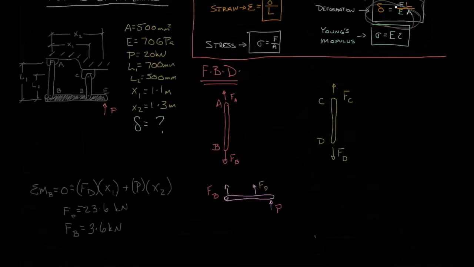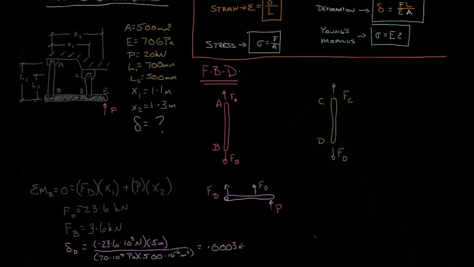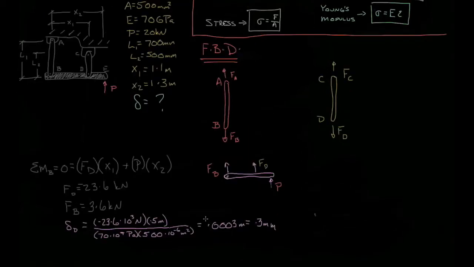Now that we have the forces, we can fairly quickly and easily identify what the deformations are using this equation right here. And let's put that in purple. If we go through the numbers on that, we see that the deformation in link CD is 0.0003 meters, or 0.3 millimeters. Oh, let's not forget that this is negative, indicating it's going to go in the opposite direction of what we were expecting.